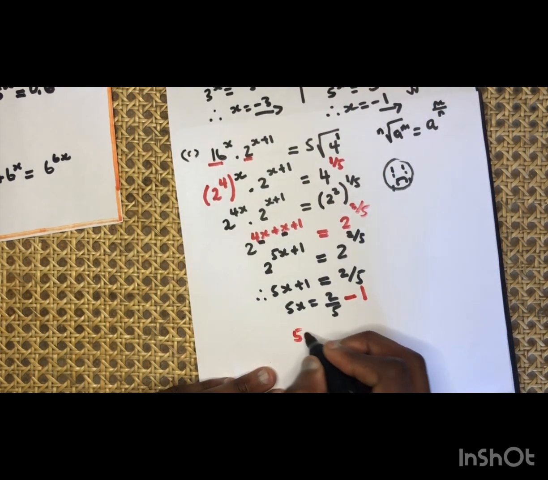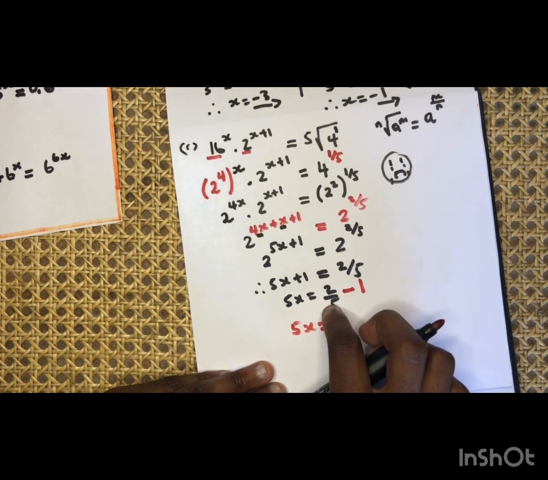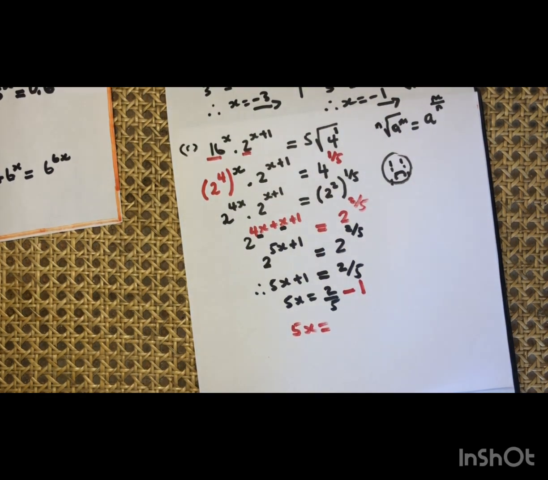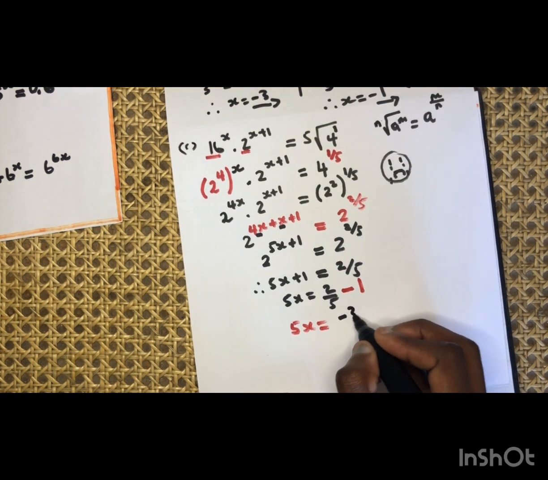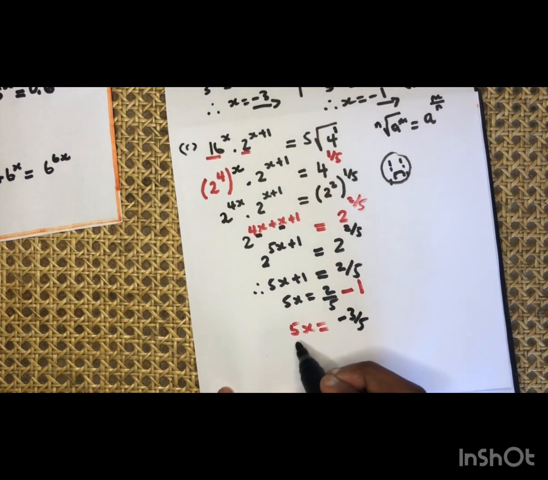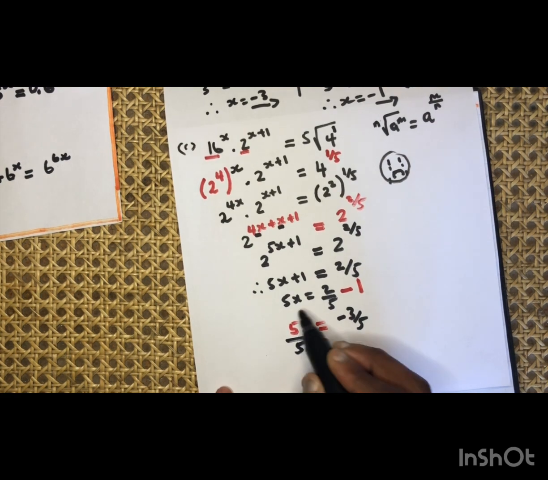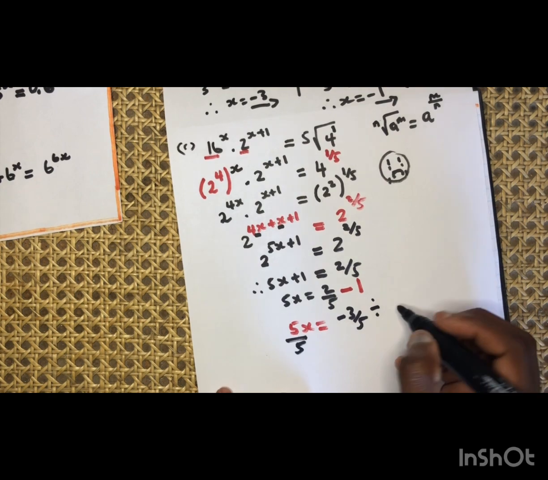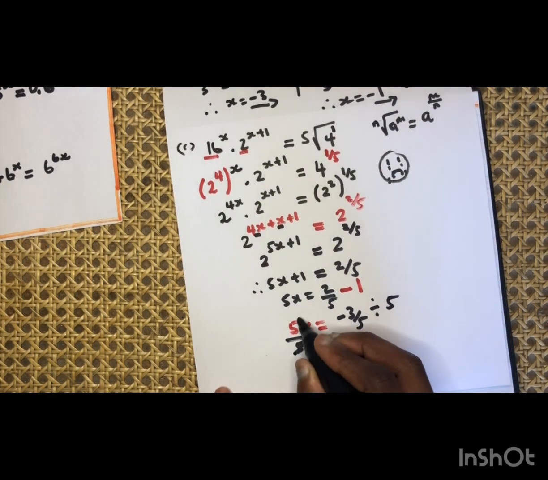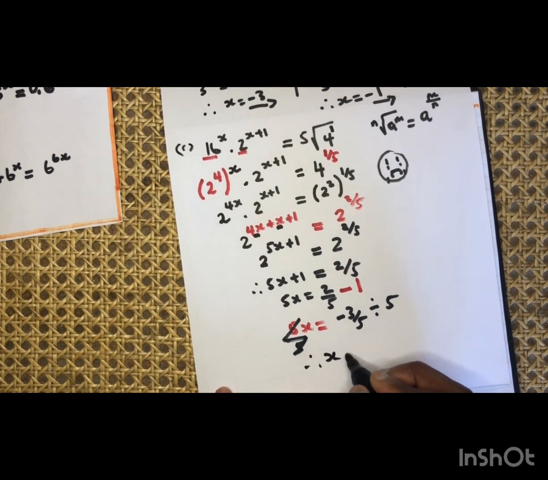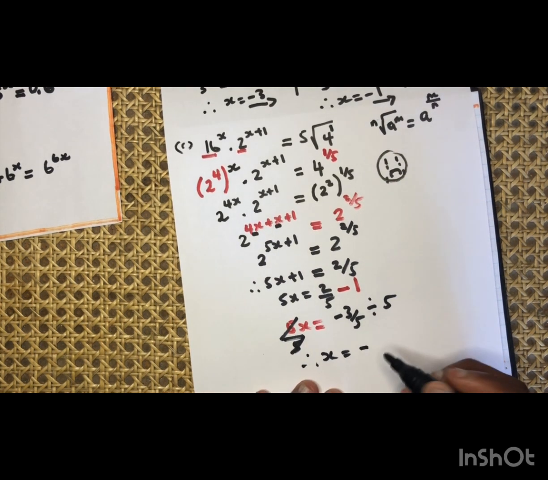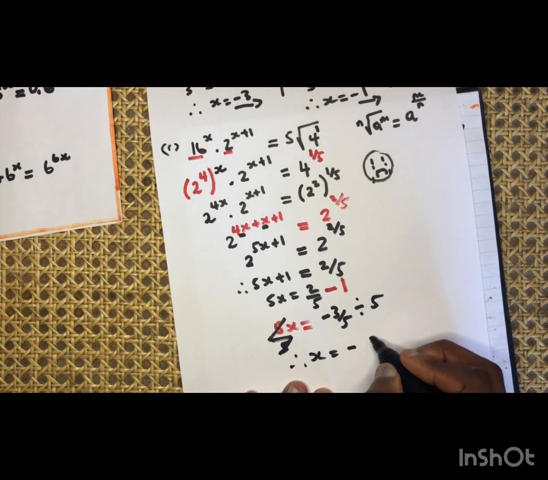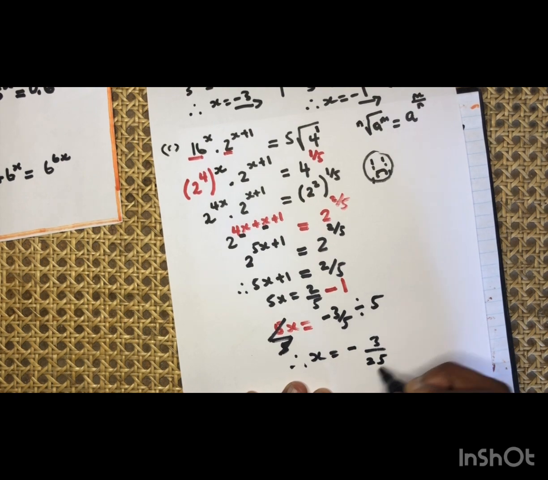So now you have 5x here. So 2 over 5 minus 1. And then you get what? You will get negative 3 over 5. Then simple, you divide by 5 on both sides. Whatever you do on your left side, you must also do on your right side. So this 5 will cancel out. So therefore, your x is going to be negative 3 over 25. That's your final answer.